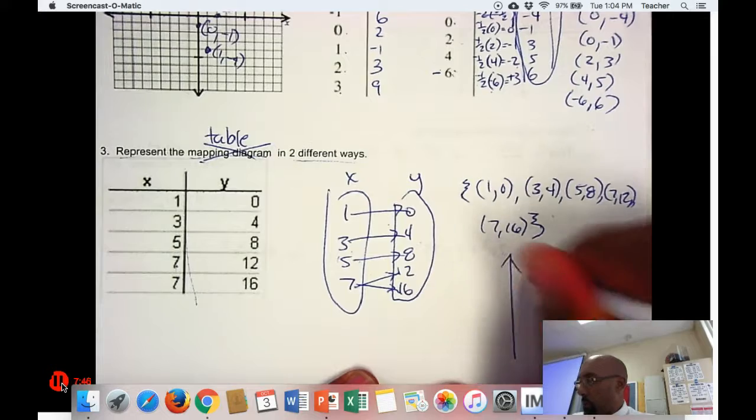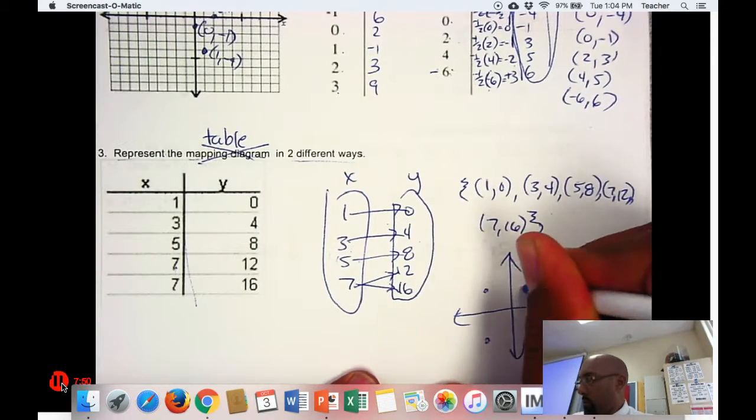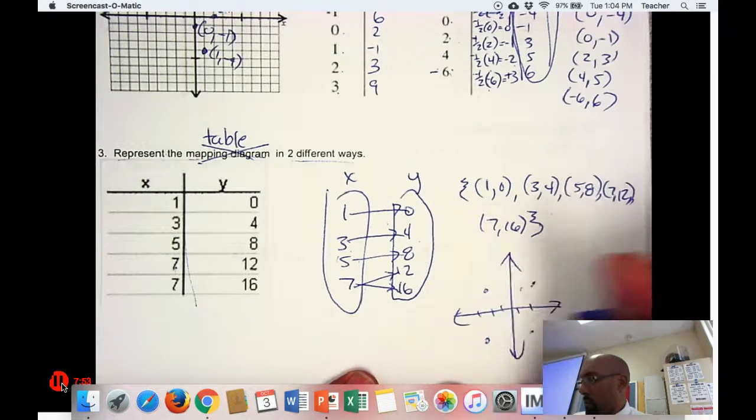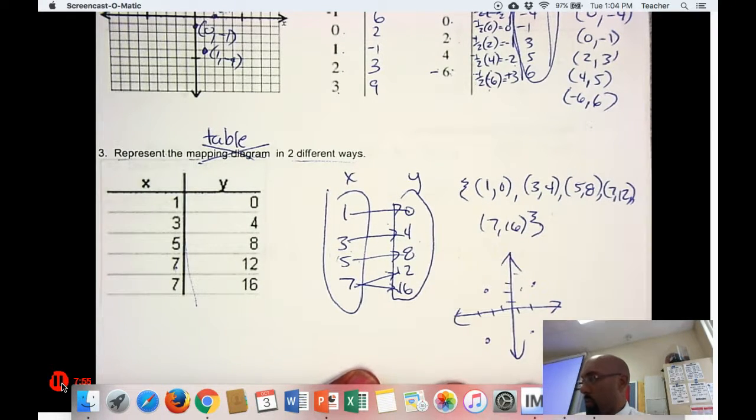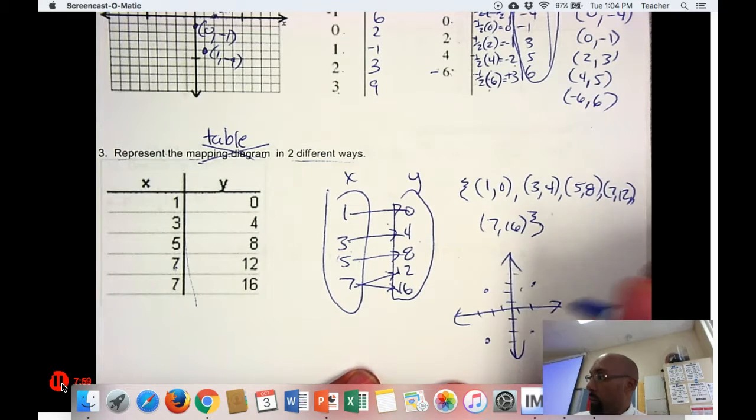How about another way? How about we just graph it? I'm not going to graph every point and do it exactly, but on the test I expect you to do a graph that actually shows where they are, with the scale and the x and the y values.